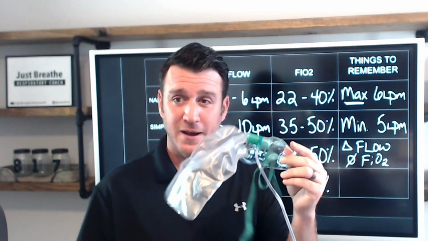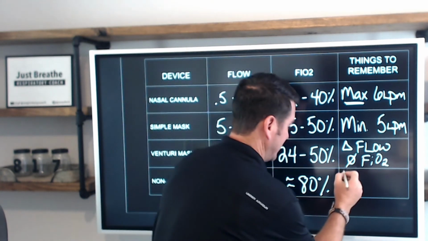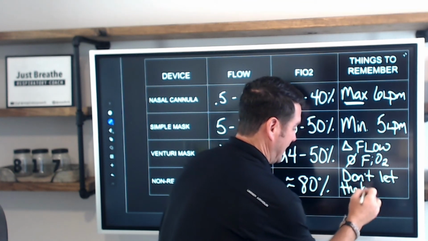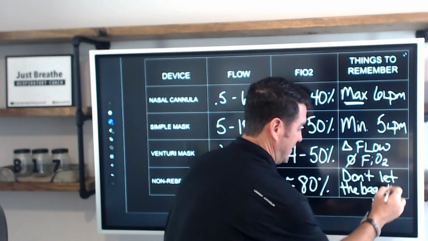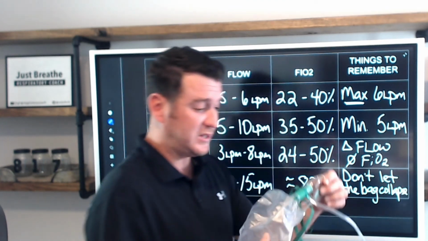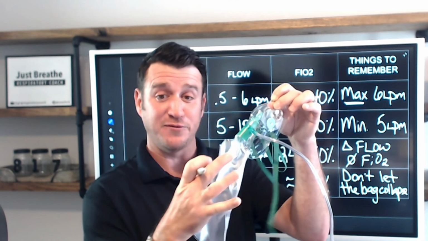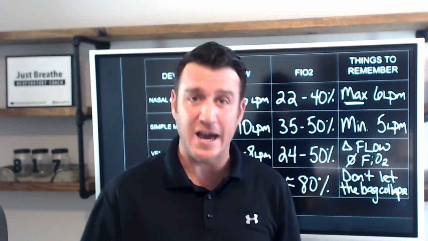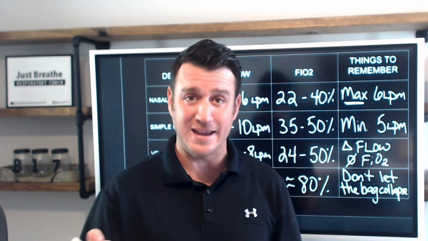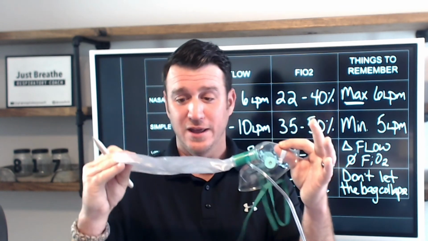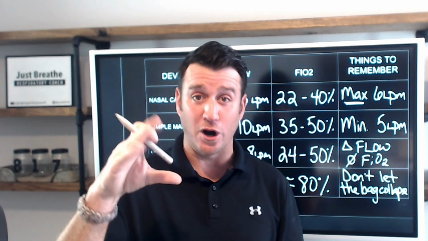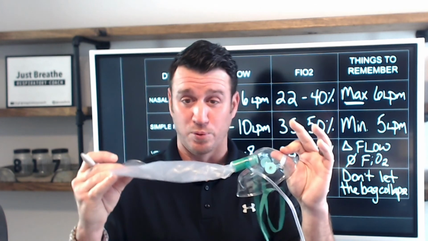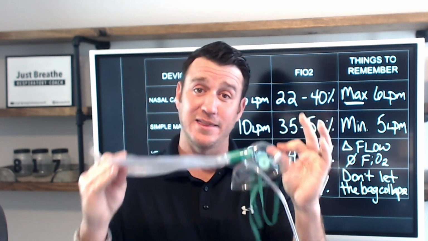Now, what do you need to remember about the non-rebreather? It's very simple. Don't let the bag collapse. So when you hook this up to the oxygen flow meter, this bag will inflate. If you ever come into a room and see the bag fully deflated on a patient, it is not operating correctly. Your flow is not high enough, and we need to increase the flow to the non-rebreather. Now, if it's partially collapsing, that's okay. The key is while a patient is breathing with this device, the bag should never look like this.